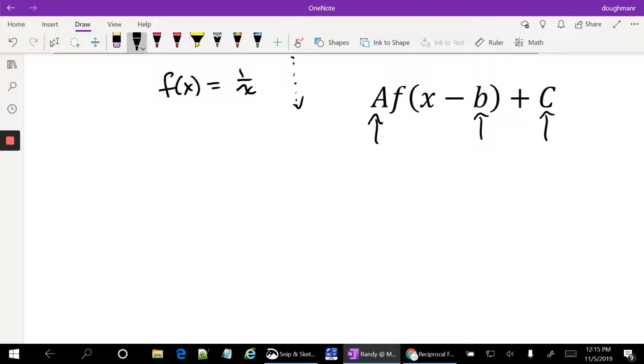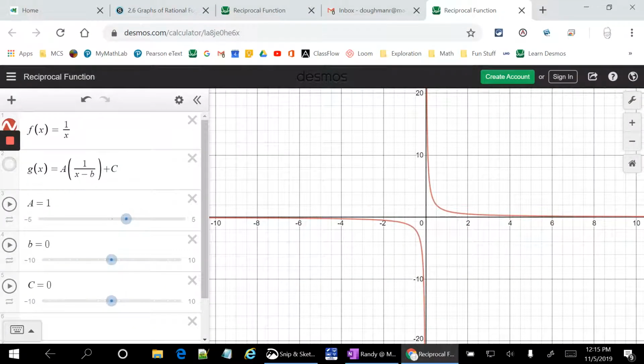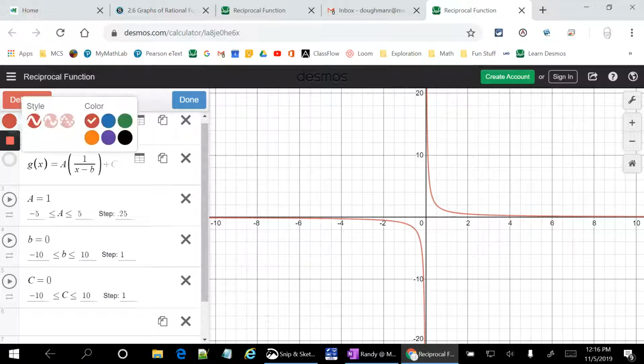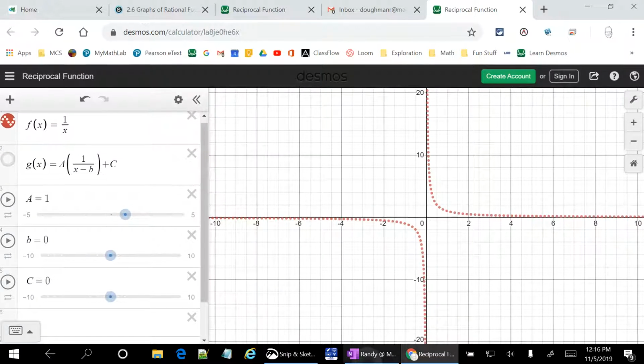And hopefully you know these already, but let's quickly go to my graph. And there's my graph. Notice I have a plus sign there. That's 1 over x. So I'm going to change that to just dotted. So that's my base function. And now I'm going to put in this new function. Well, how did I get there? Let's go back again.